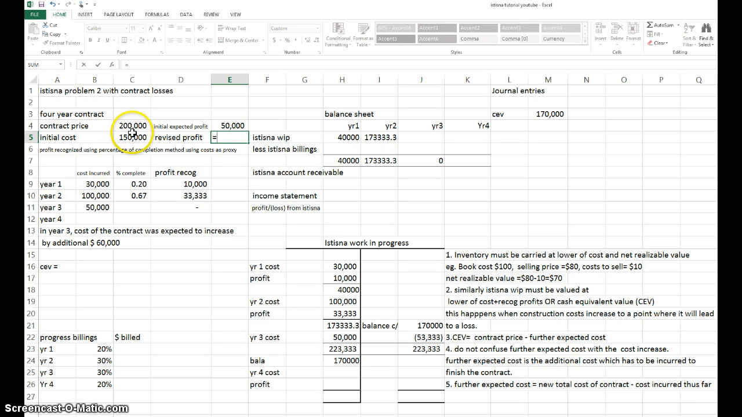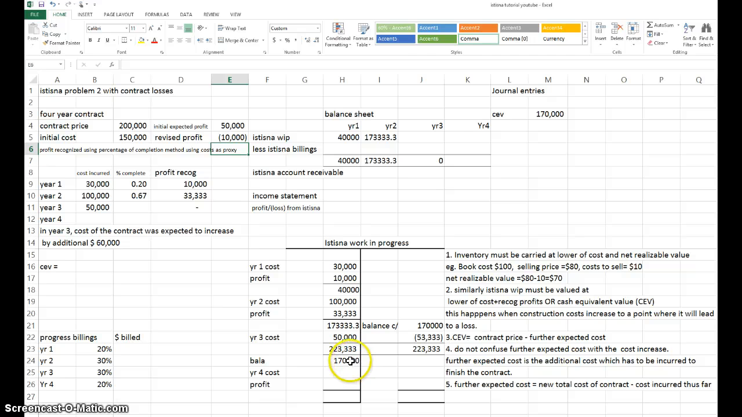our new revised profit is actually 200,000, minus our new cost, which is the previous cost of 150 plus another $60,000. So we add the $60,000 to the cost, giving 60 plus the 150, which is 210. So what we are going to have is a position where we make a loss of 10,000. Once we know we are going to make a loss, we have to reduce this istisna work in progress to the cash equivalent value.